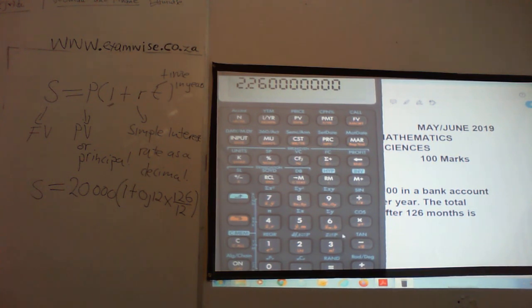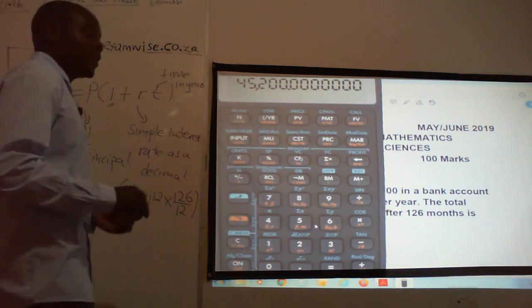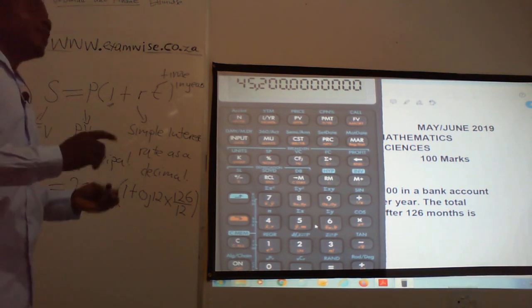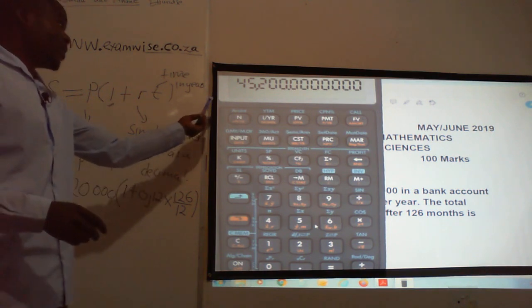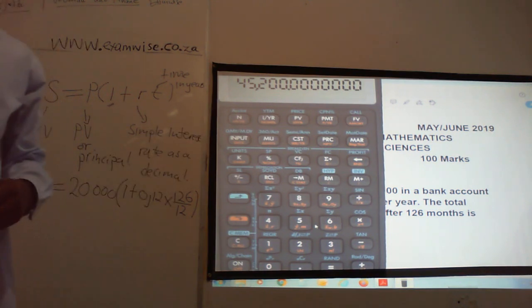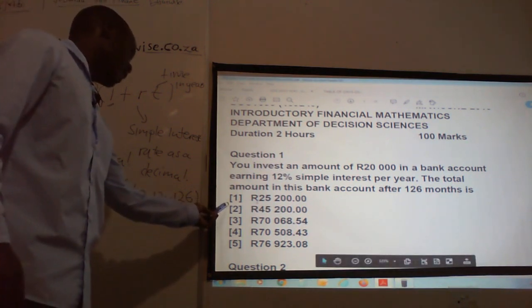Then brackets indicate multiplication. So we are now saying multiply by 20,000. Then we press equal sign. So our sum accumulated is 45,200, meaning to say 126 months from now you will be having 45,200 in your bank account. So our correct option here is option number 2.